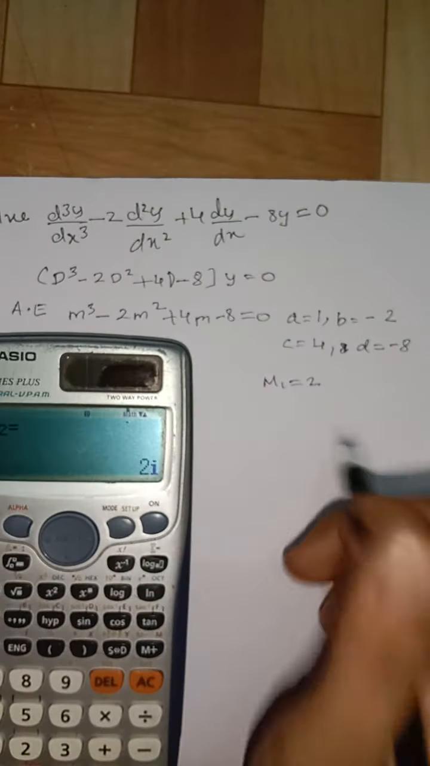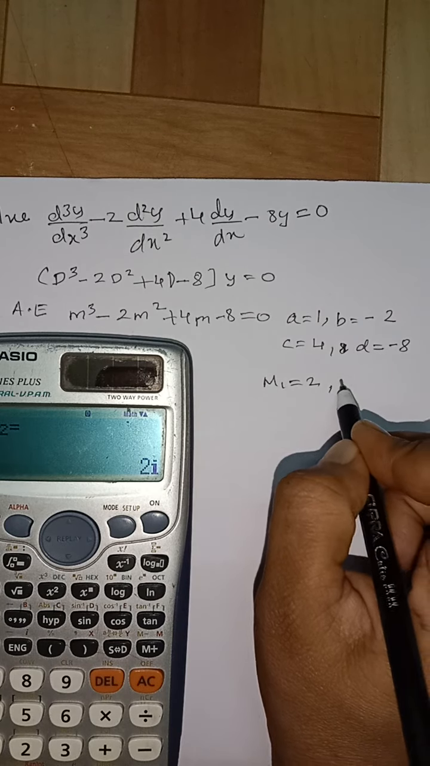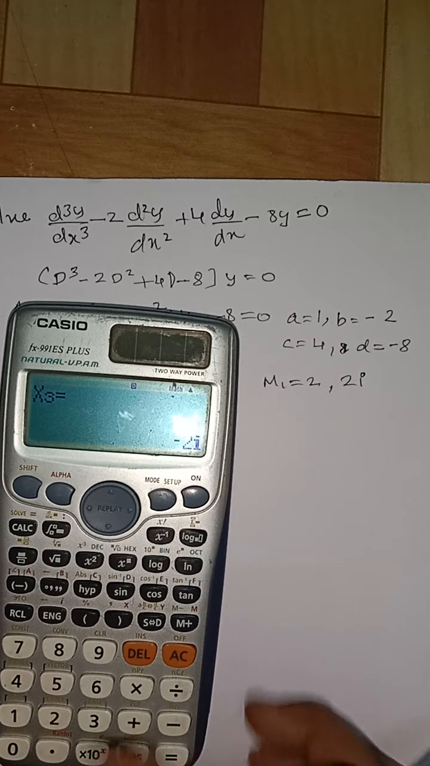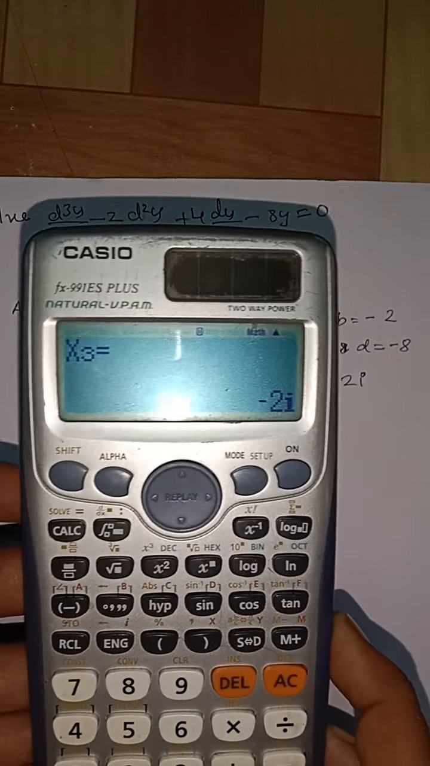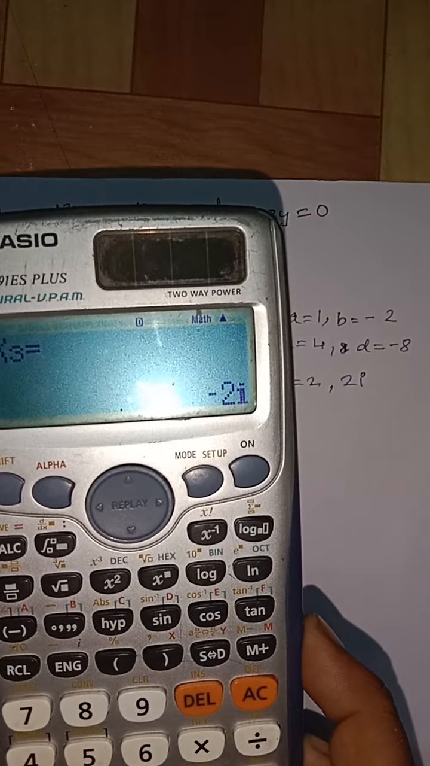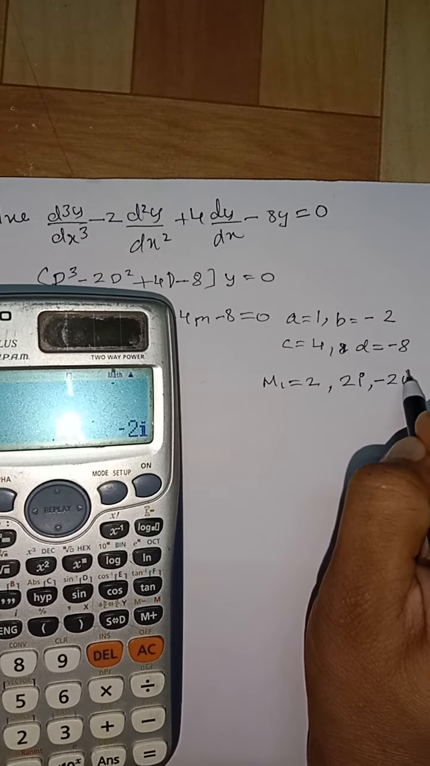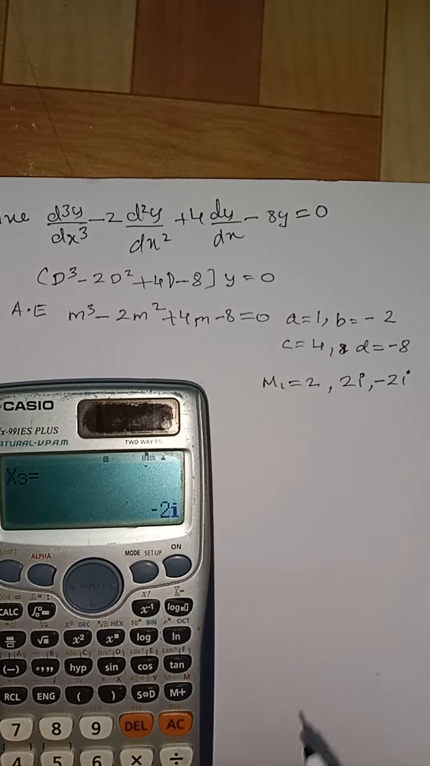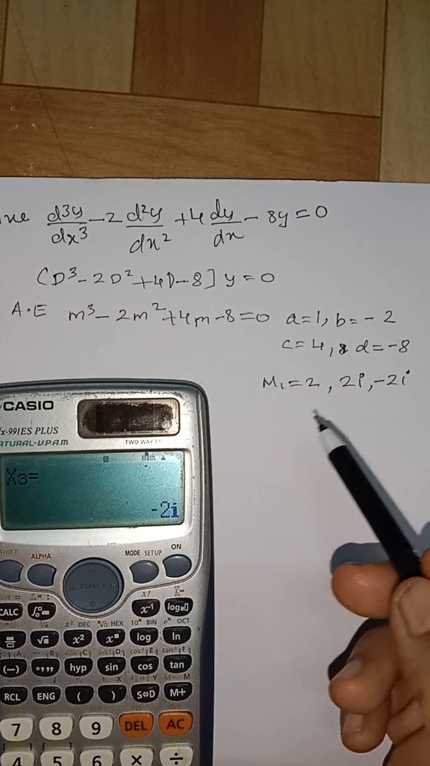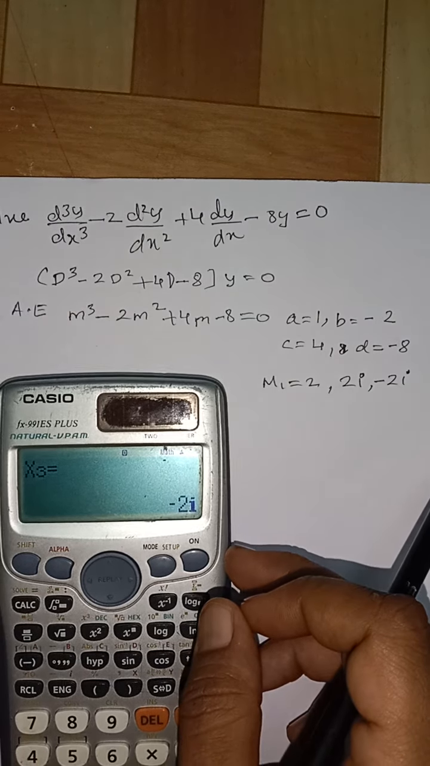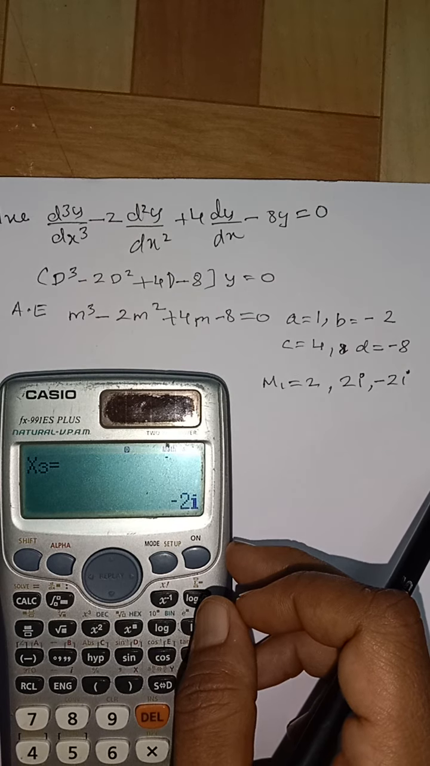So second root is 2i, and if you press again equals to, it is showing you the third root x3 as minus 2i. So our third root is minus 2i. So how many roots we have obtained? We have obtained 3 roots, and since it's a cubic equation, we should get 3 roots. So I hope this is clear how to use calci to find the root for cubic equation.